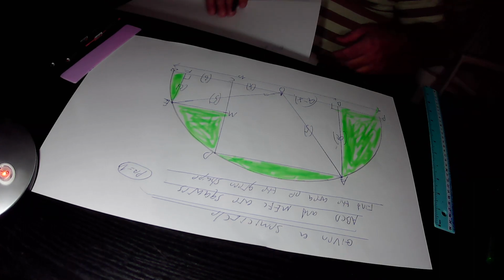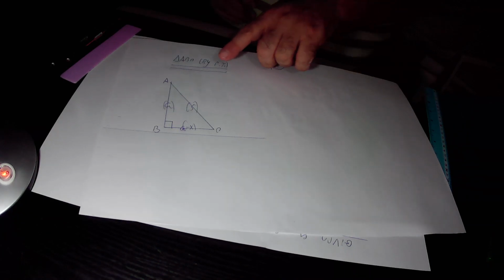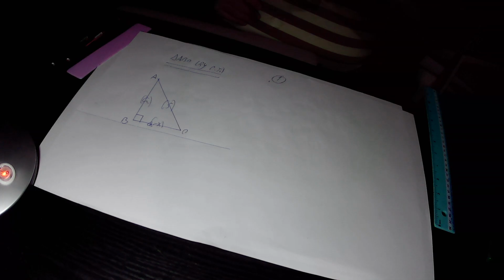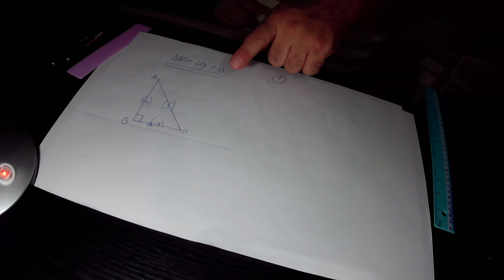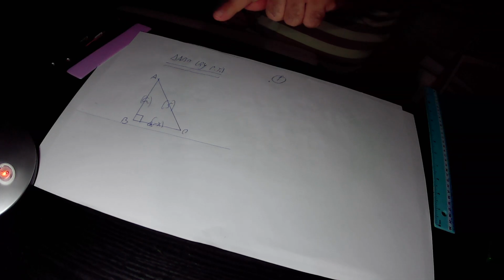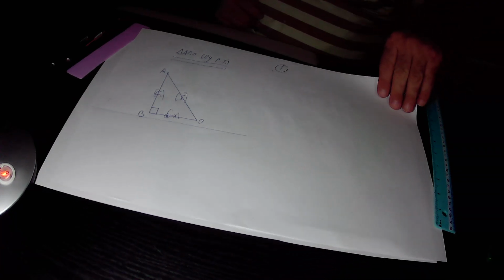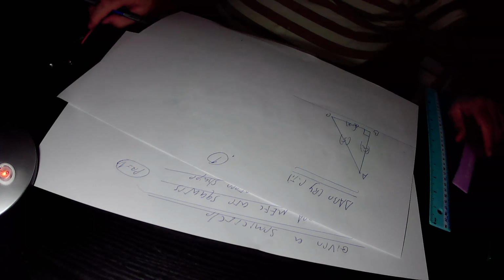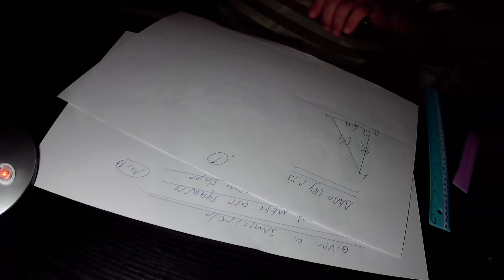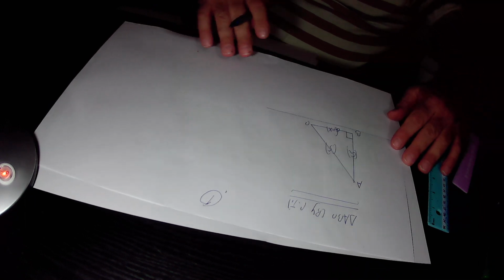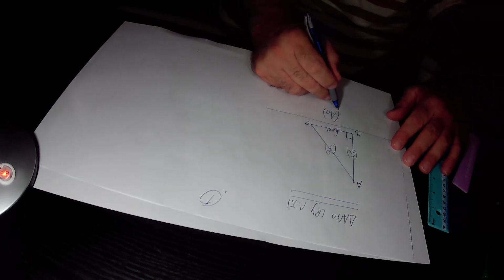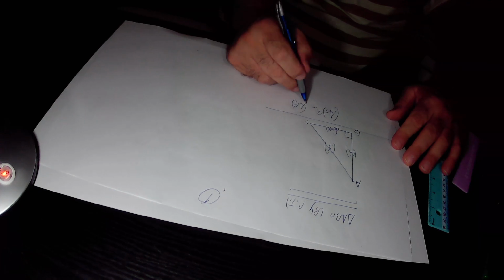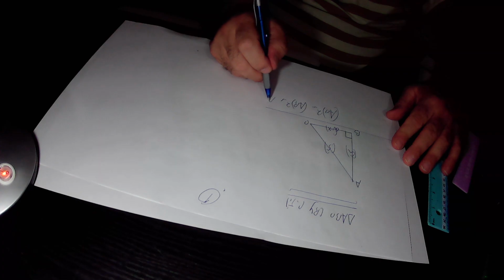So actually, this is the right angle triangle ABO. According to the Pythagoras theorem, in this right angle triangle ABO, AO squared, that is the square of the hypotenuse, equals AB squared plus BO squared. So I write it down. AO squared, that is the square of the hypotenuse, is equal to AB squared plus BO squared.